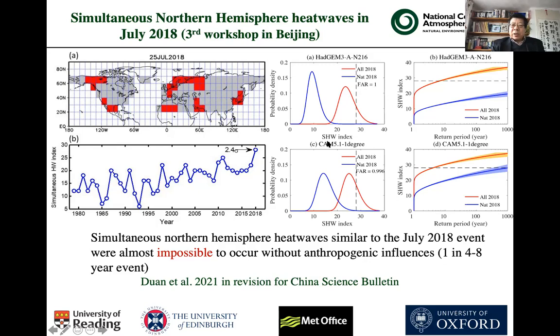And this shows the PDF from another model experiment. You can see that from another model experiment, the PDF distribution is very similar to those from the Hadley Centre models. It shows that in the natural world, such an event hardly happens. But in the historical world, the real world, this kind of event becomes a 1 in 4 to 8 year event.